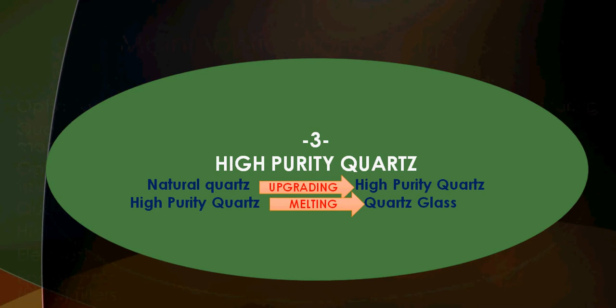Let's see high purity quartz. How do we make high purity quartz? We need natural quartz. We do upgrading, very intensive upgrading, and we convert this natural quartz into high purity quartz. So high purity quartz, after melting, produces quartz glass.